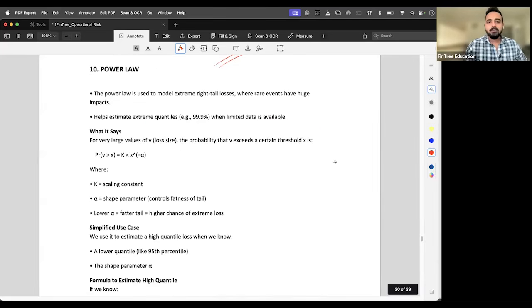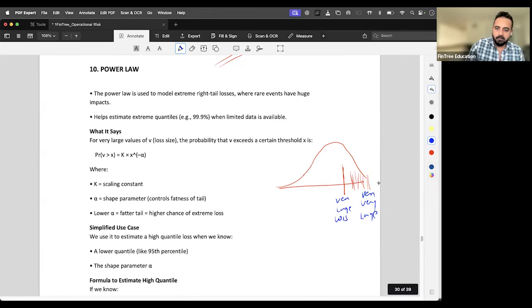What is the use of power law? Power law is basically used to estimate extreme value events in the tail. But in order for power law to work, imagine this is a very large loss, and let's assume this is a very large loss. For me to be able to estimate the value of a very large loss, I need to have some sense of the value of a large loss.